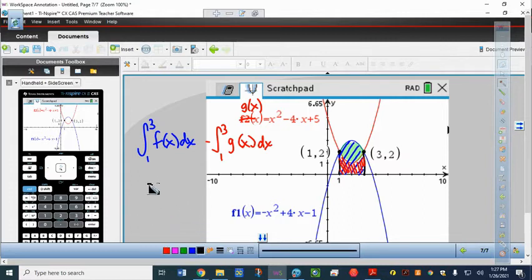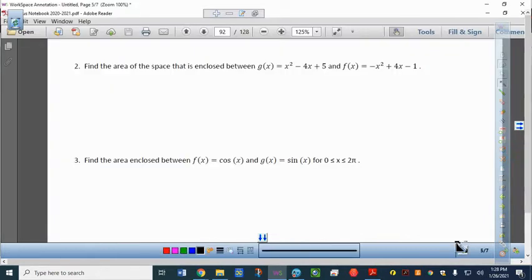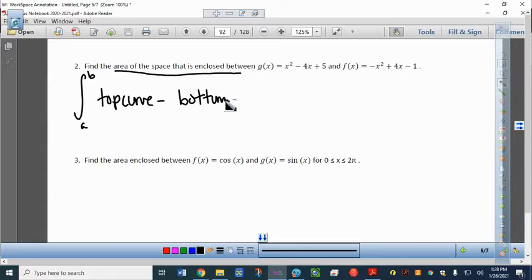And what we've got here is actually a formula that you're going to use quite often. If you want to find the area of a bounded region, let's get back here a slide. If you want to find the area of an enclosed space, then oftentimes it will be the integral from the intersection on the left to the right of the top curve minus the bottom curve, dx.